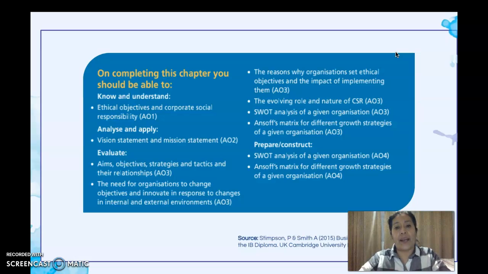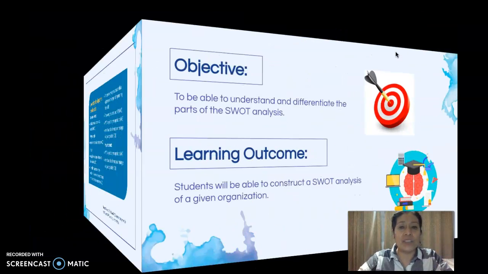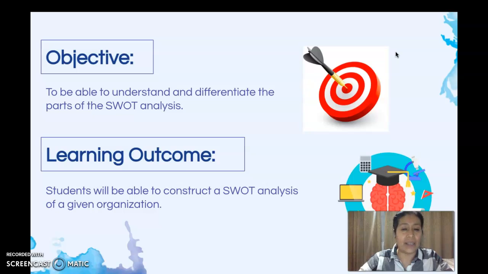For today, we are going to have the SWOT analysis of a given organization. So, in order to have this clear, for today's class we have this objective: to be able to understand and differentiate the parts of the SWOT analysis. And once we understand and differentiate these parts, we are going to be able to construct a SWOT analysis for any single organization.